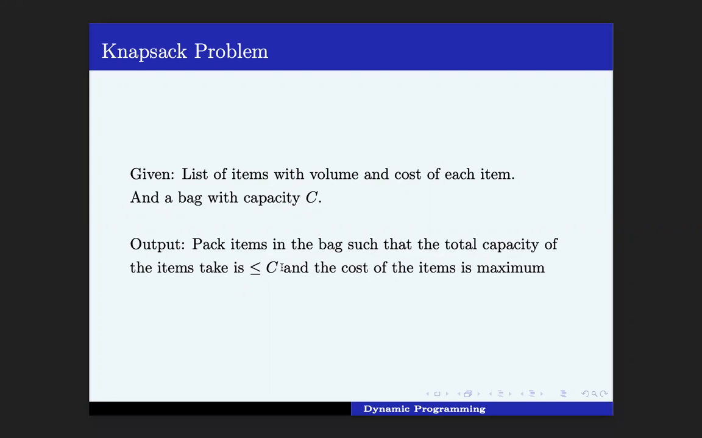This seems like a simple Lagrange multiplier kind of problem. Suppose the volumes that we are choosing for the items x1 to xn are v1 up to vn. And their cost per unit volume may be ci. So that will be the total cost. You are not allowed to pick fractions.